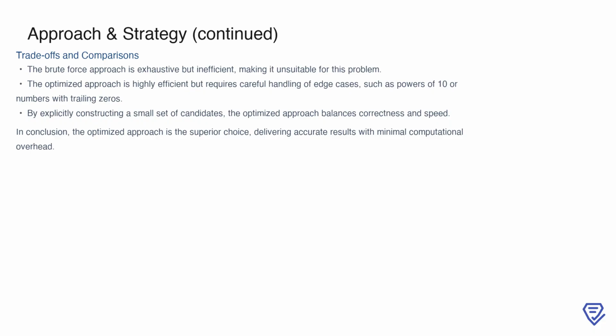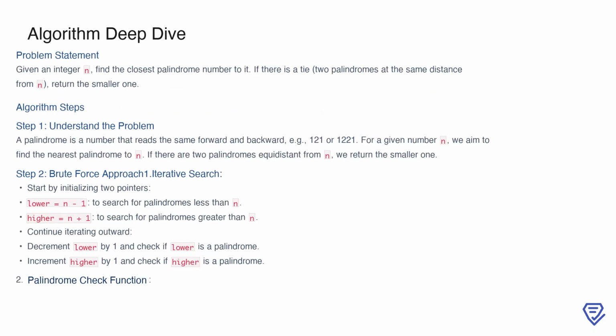In conclusion, the optimized strategy is the superior choice for this problem, as it delivers precise results without the inefficiencies of exhaustive search methods. In this problem, we're tasked with finding the closest palindrome number to a given integer n. A palindrome is a number that reads the same both forward and backward, like 121 or 1221. If two palindromes are equidistant from n, we choose the smaller one.